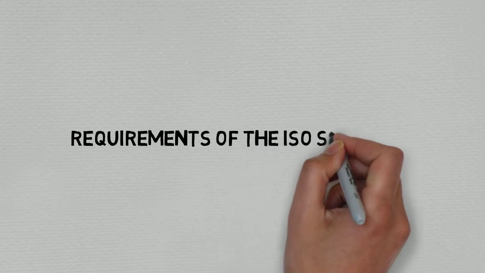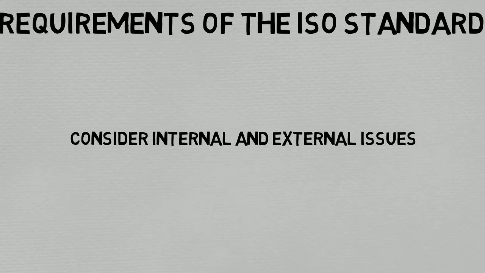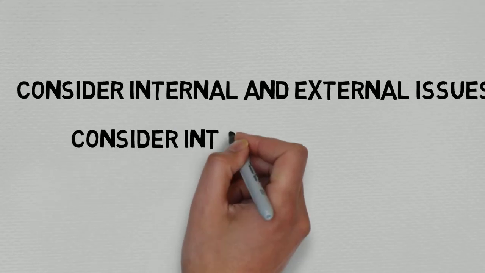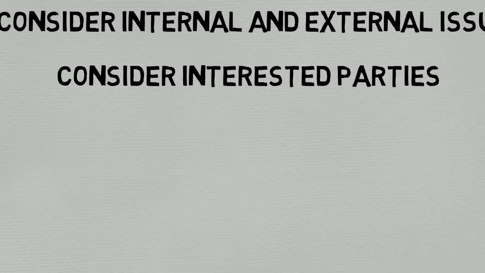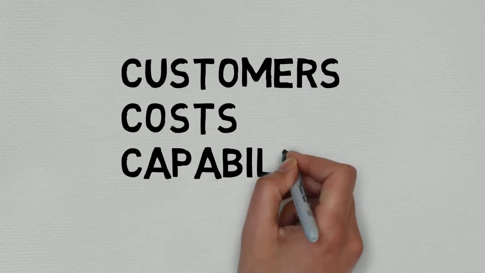The requirements of the ISO standard are that you're to consider internal and external issues. You're to consider interested parties. You're to write it down somewhere. And you're to review it occasionally. A good way to do this is do a 4C analysis, which is customers, cost, capabilities, and competition.